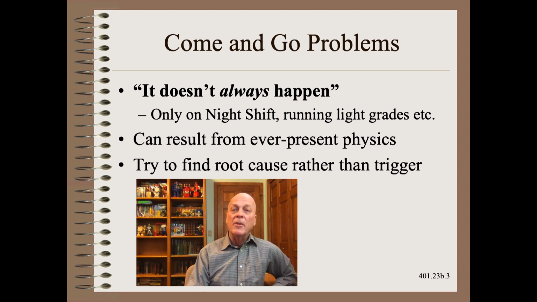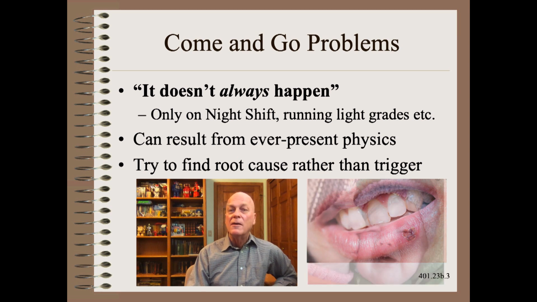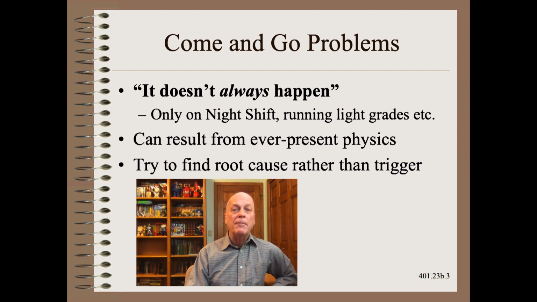Please note that a come and go problem can result from ever-present physics. For example, the common cold sore on the lips is caused by the herpes simplex virus. Somewhere between half and 3/4 of all people have that virus. They were usually exposed to it before they were 5 years old, perhaps by a kiss as a baby from your aunt or your grandmother. Some people who carry the virus never show symptoms, and for those who do, the malady comes and goes, often associated with some stressor. So, sunlight or stress does not cause cold sores, but it can trigger them.